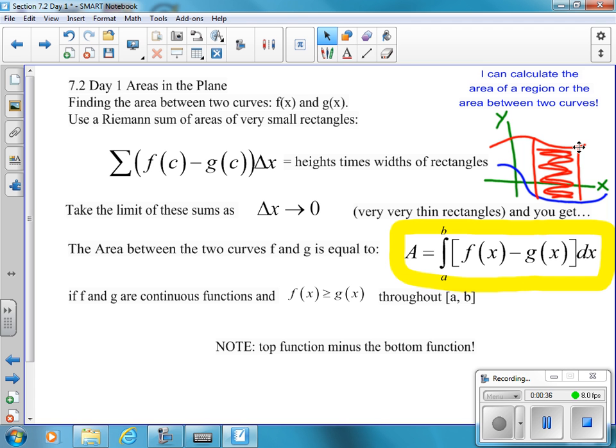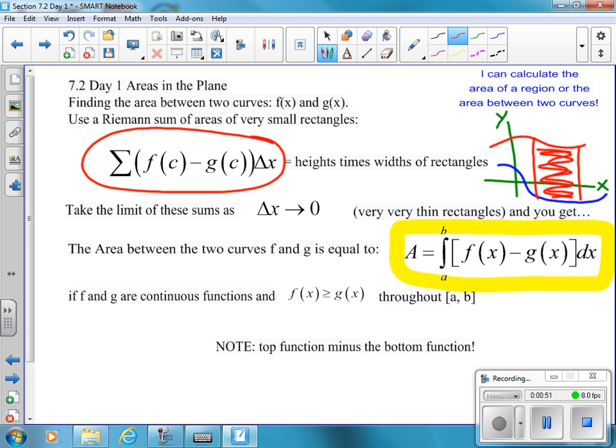And what this slide says is that you're calculating the area between two curves. One is F, one is G. And you used a series of very small Riemann sums, which are little teeny rectangles. That's our whole premise behind finding the area under the curve and doing integration.